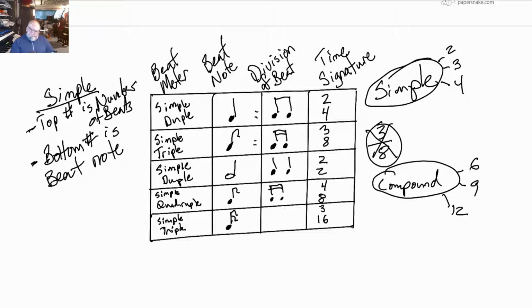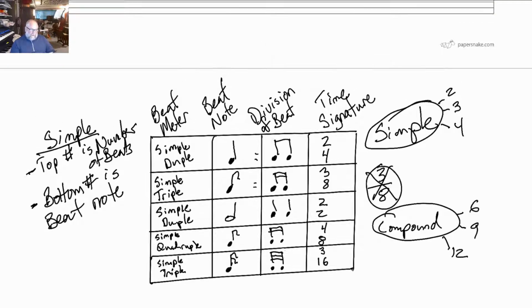And the division of the beat, when you divide a 16th note, is going to be 2 32nd notes. That's 3 lines, 3 beams. Makes 2 32nd notes. There you go. That's how you do these charts.